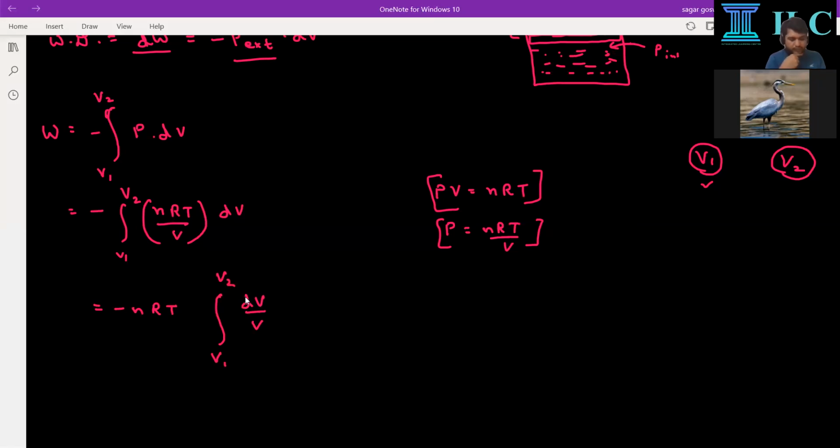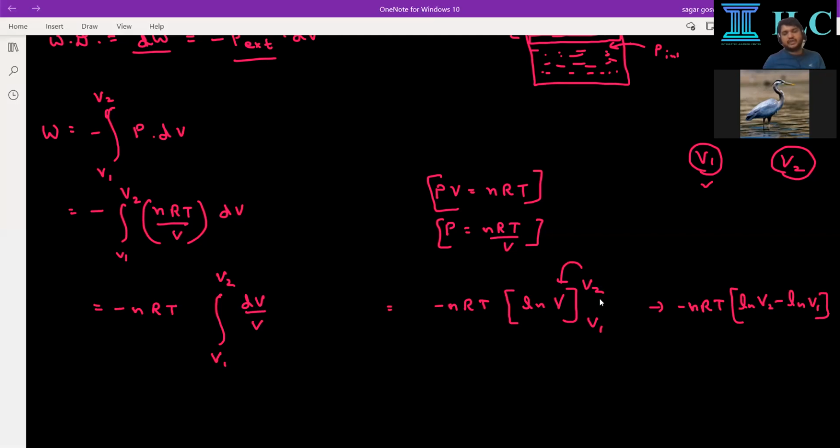Always we have to integrate first. Whenever there is dV upon V, it becomes the natural logarithm. I know that dV upon V will become ln V, but there is a limit, V2 and V1. So you will apply the limits to nRT: put the first value V2 and then V1, so it becomes ln V2 minus ln V1. This is how we usually apply upper limit minus lower limit. You put V2 in place of V first, and then minus V1 in place of V. So nRT (ln V2 minus ln V1). This is how we have to put the limits.